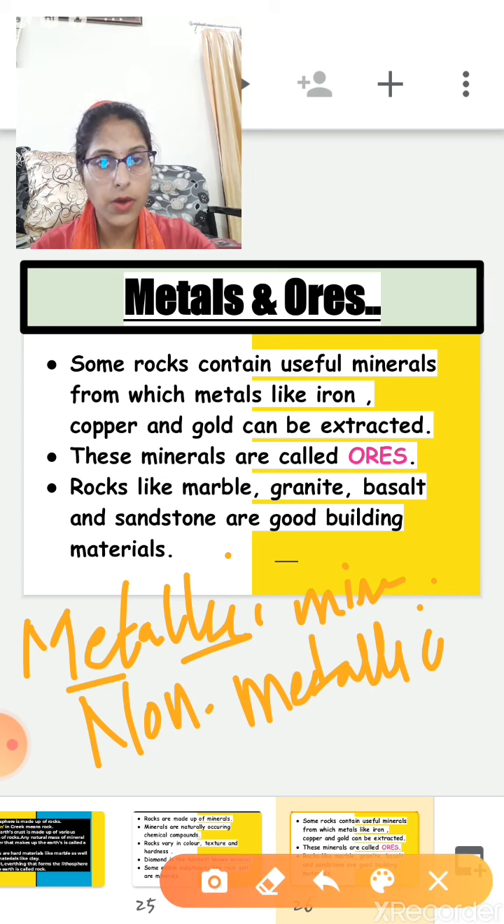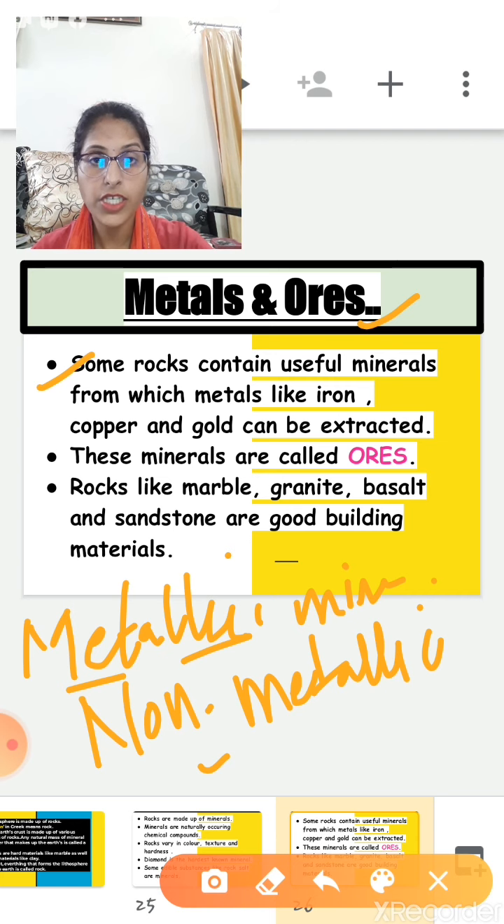For example, gold, copper, zinc, these are examples of metallic minerals. Now the non-metallic minerals, basically these are associated with the sedimentary rocks. For example, sulfur, coal, petroleum, etc. These are examples of non-metallic minerals. Clear? Okay. Now let's understand ores. Some rocks contain useful minerals from which metals like iron, copper, gold can be extracted. Or in simple words, we can say that ores are mineral-containing rocks.